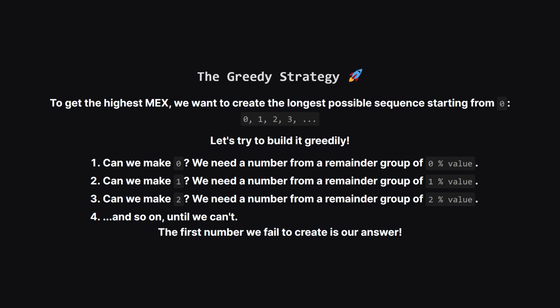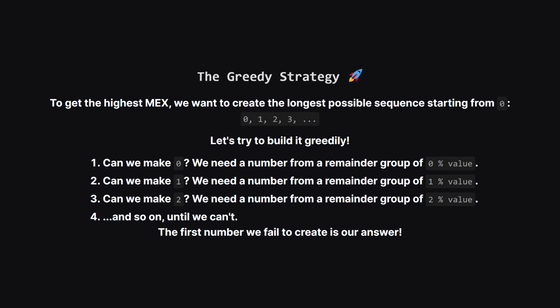So with that insight, how do we find the maximum possible max? Well, a high max means we've successfully created a long chain of numbers starting from 0. Like 0, 1, 2, 3, and so on. So let's just try to build that chain greedily. First, can we make the number 0? To do that, we need to have a number in our input whose remainder is 0. If we do, great, we use it.